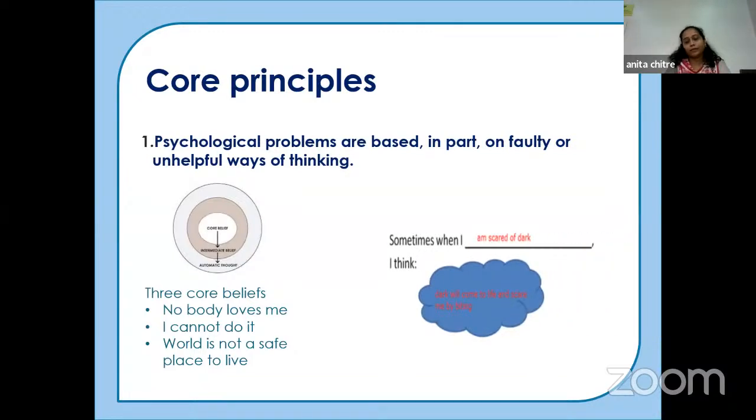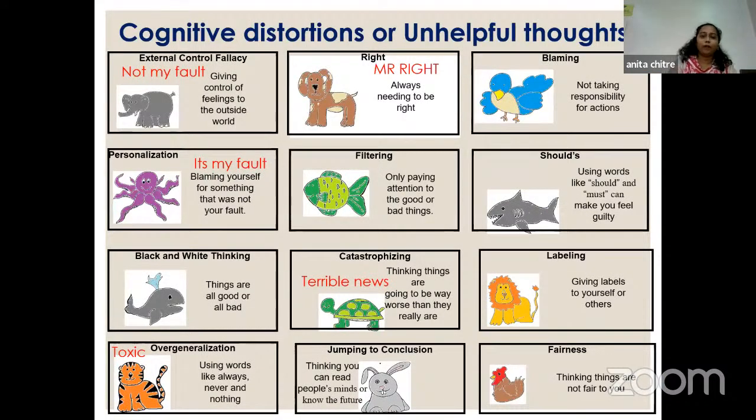This is an example of a child who has written this: sometimes when I'm scared of the dark, I think the dark will come to life and scare me by biting. So this is the core belief that the world is not a safe place to live in. These are a few unhelpful thoughts that children have, and we just focus on a few. There is this fairness thing. When the child is having too much aggression, they feel that nobody is fair with them. So it's like thinking that nobody is acting fair with them. And that's how the demandingness is there: how can this happen? How can they do this to me?